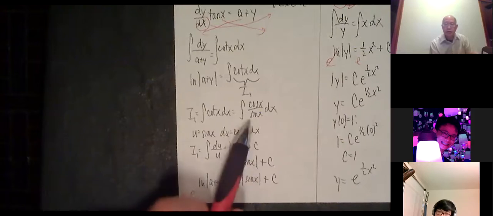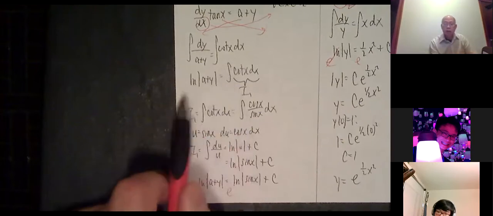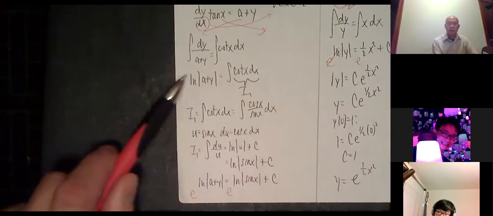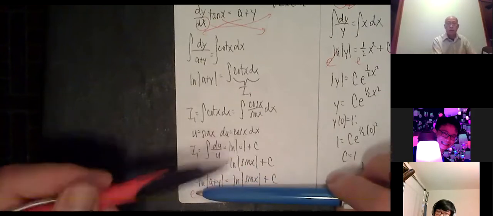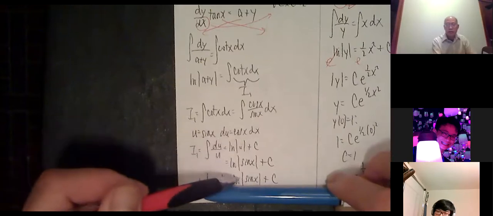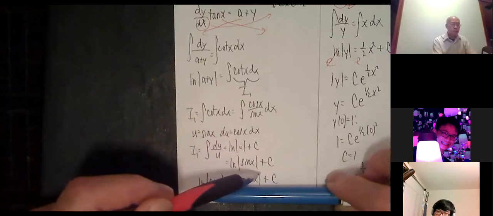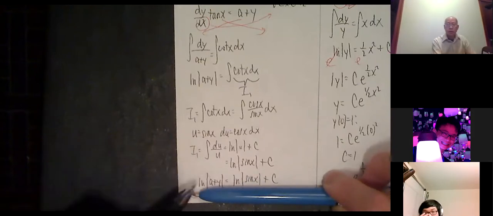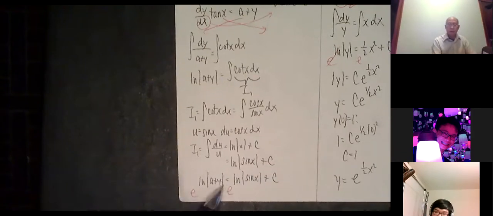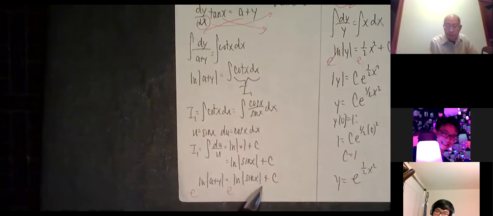Okay, so put that over here. So now I have natural log absolute value of a plus y, the same as that, equals ln absolute value of sine x plus c. Okay, we've played that game before. Okay, solve for y. How do you get rid of ln? Exponentiate, e. That cancels out. That cancels out. Remember, this is like before. This is e to the c. What's e to the c? C.